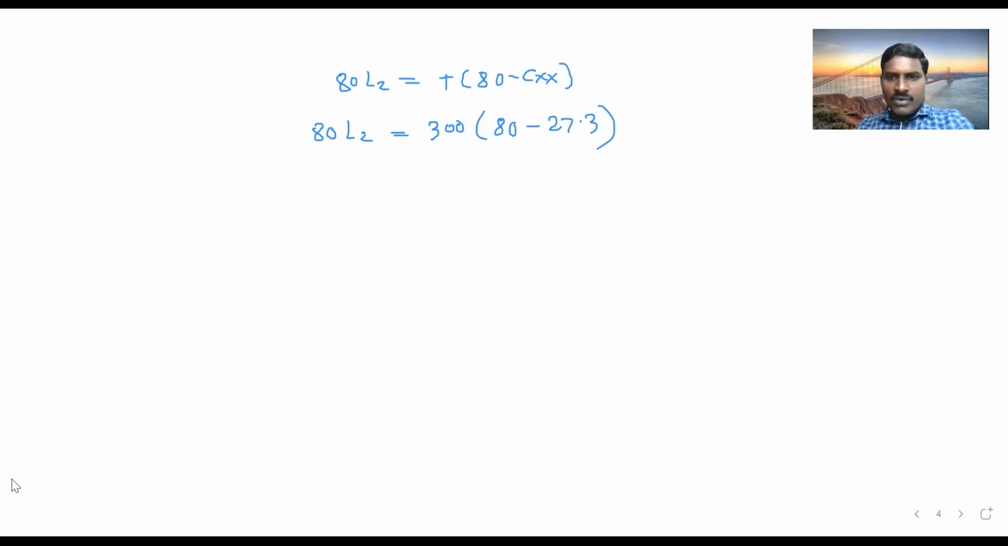Uday, whatever answer you have given, is this correct? 27.3 or 22.7? Something is wrong from your side.